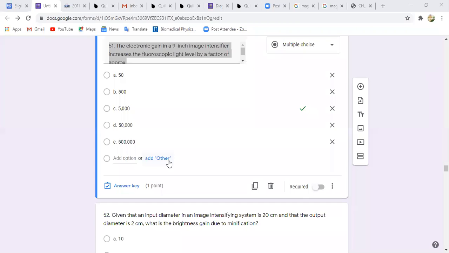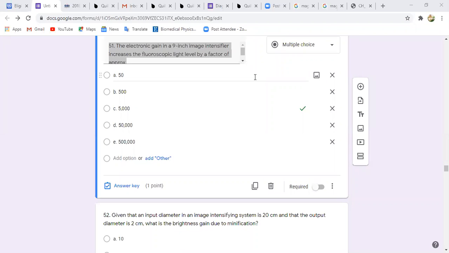Okay, 5,000. The electronic gain increases the fluoroscopy light. I think you are correct with the answer. The closest answer is 5,000 because we got around 4,050. It's about 5,000 because the electronic gain most times is not exactly 50. It could be more than that, but the maximum is 100. So 5,000 is the closest, or rather the best answer for this option.